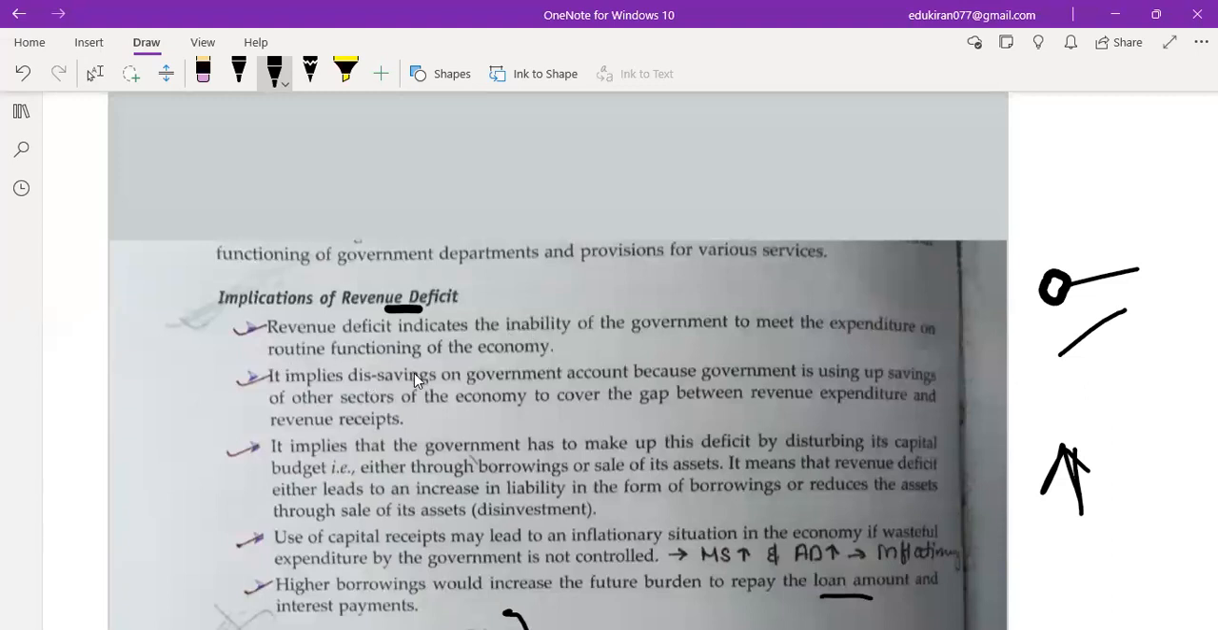Second, it implies dissaving. Now, what does the government have to do? For example, you went to a party and the bill was 600 rupees. This 100 rupees, you will be using from your savings, right? If nobody is giving you money, you will take this money out of your savings.